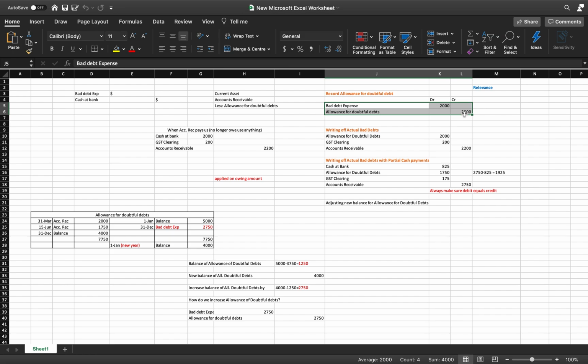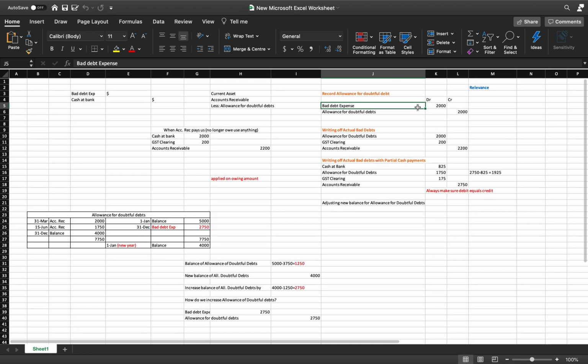Remember, even though the name of the expense is bad debt expense here, it is not the actual confirmed bad debt. It is just a prediction. Usually when we recognize an expense, we credit cash at bank and we debit bad debt expense. However, in this case, we are not actually paying anything, so we can't really credit cash at bank. Instead, we credit allowance for doubtful debts. This is a contra asset or reverse asset account, which decreases the value of accounts receivable on the balance sheet. So on the balance sheet, it will show up like this: accounts receivable under current assets, less allowance for doubtful debts.